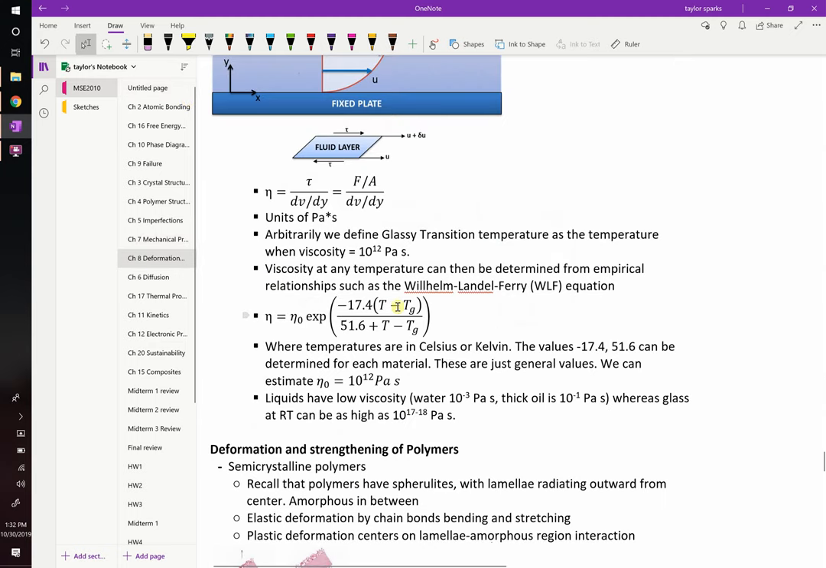Like a flowing glass. So if you know the glassy transition temperature, TG, then you can calculate the viscosity at any temperature, and for eta naught, you're going to use the glassy transition viscosity. This is just an approximation, but it's a pretty good way to estimate how viscosity changes as a function of temperature. The negative 17.4 and the 51.6, those are just empirical fitting parameters for this. They happen to work for lots of systems, but they don't work for everything.